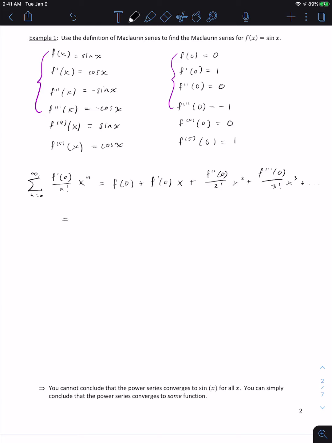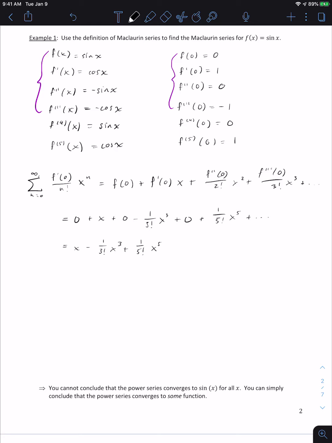Right, so f at 0 is 0. F prime at 0 is 1 times x. F double prime at 0 is 0. F triple prime at 0 is negative 1. So this looks like negative 1 over 3 factorial x cubed. The fourth derivative is 0. The fifth looks like positive 1. So this looks like 1 over 5 factorial x to the fifth, and so on. So again, what does this look like? x minus 1 over 3 factorial x cubed plus 1 over 5 factorial x to the fifth.